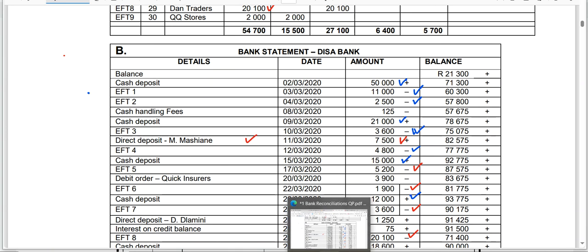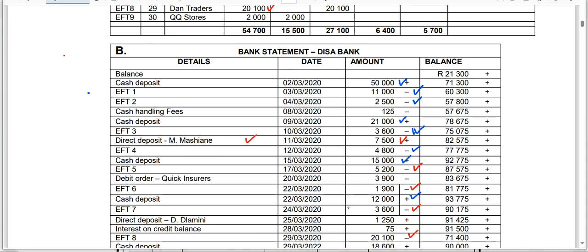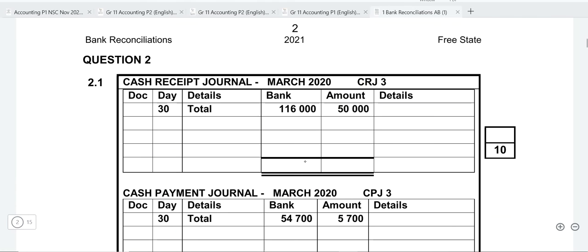So remember, the person who gave us money is M Mashiane. So we're going to come here and then go to the CRJ. Remember, the name of the person is M Mashiane.